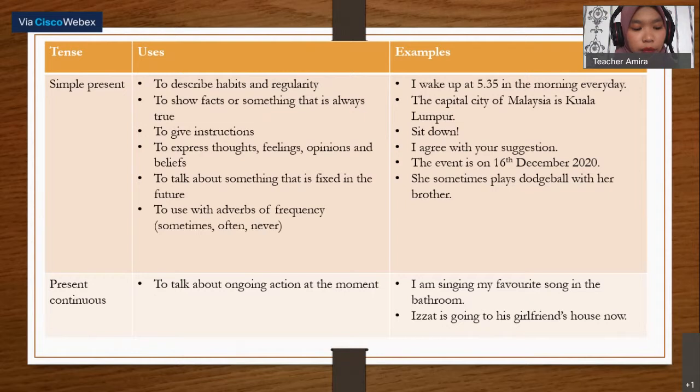Okay, and then we have when you want to talk about something that is fixed in the future. You might get confused with future tense because there is the word future there, but this is about things that we have already planned in the future. Like 2020 is going to be my best year, but turns out it's not. Well, we can never expect things like that. The example that we have here is that the event that has been planned is on 16th December 2020.